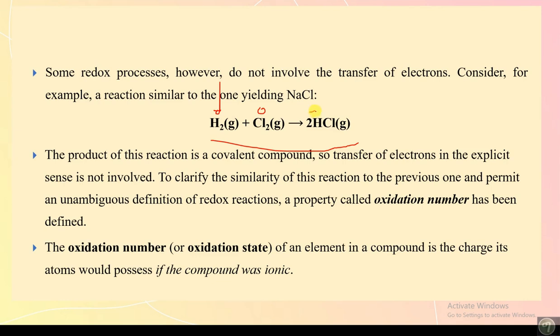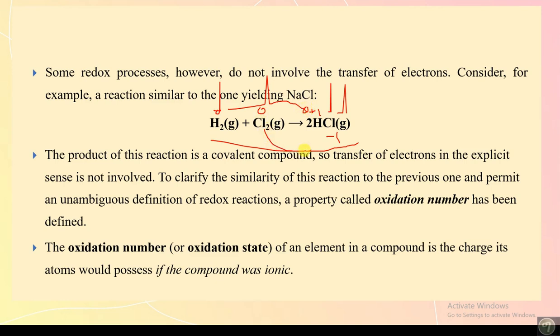So in this example, it's similar. The oxidation state of hydrogen, since it is neutral, is 0. The oxidation state of chlorine is also 0. But the oxidation state of hydrogen here is +1. The oxidation state of chloride here is -1, all right?